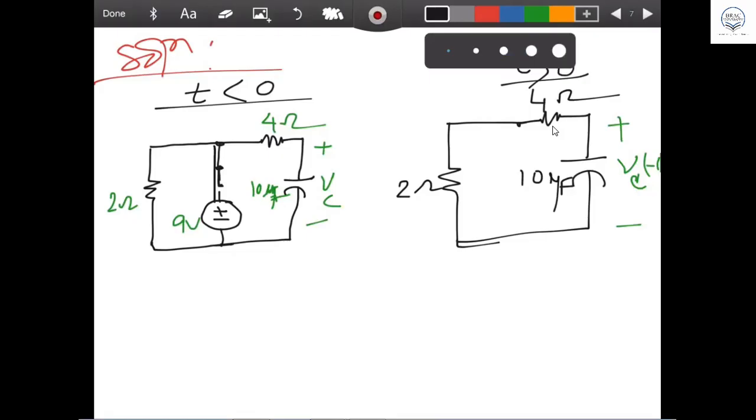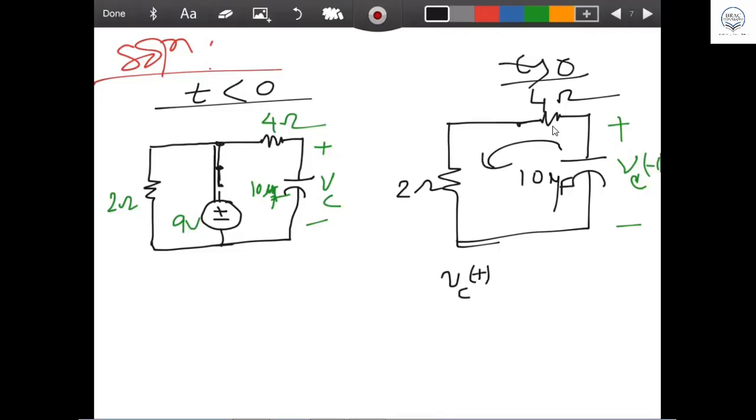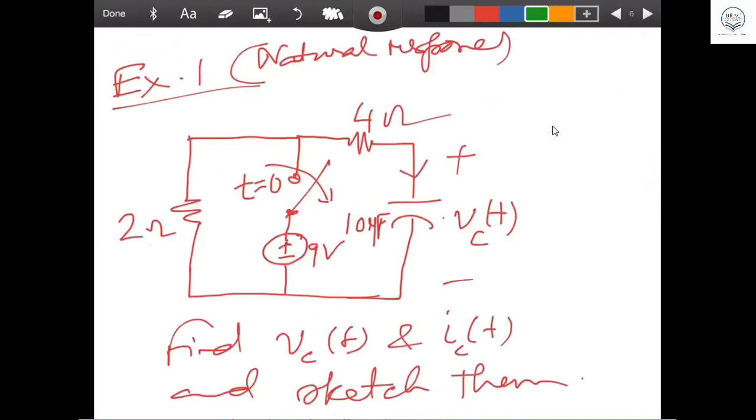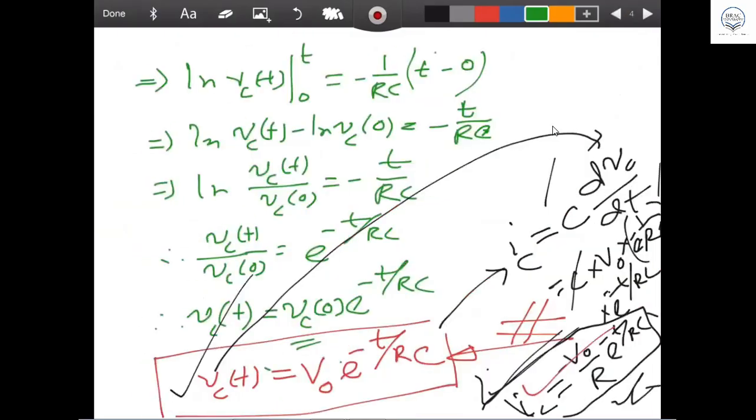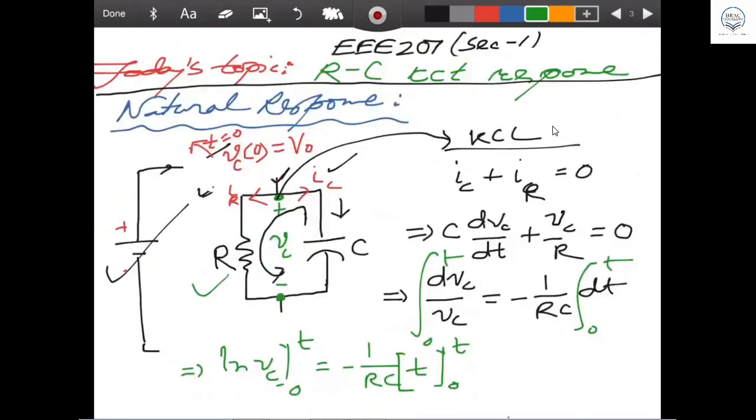Now it is a free running RC circuit, and what is VC for a free running RC circuit? This is just like an RC circuit where R is this combination together. 2 and 4 gives you 6 ohm, and C is 10 microfarad. This is exactly the same as the free running RC circuit I showed you, with R and C.